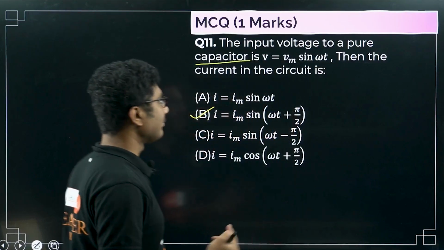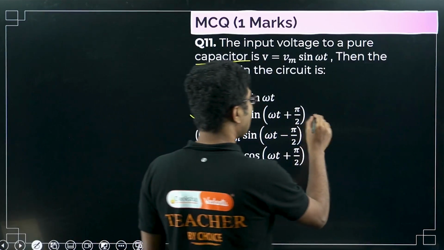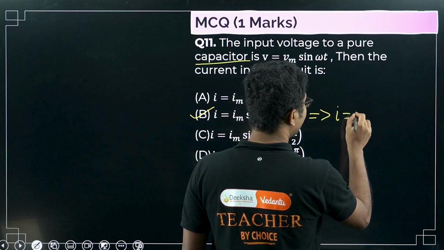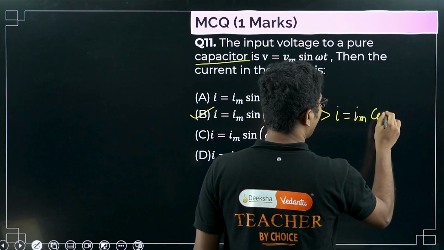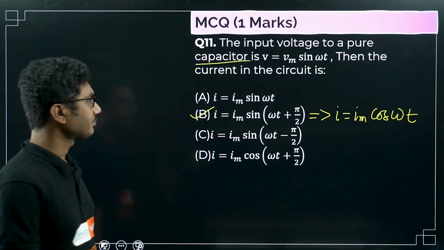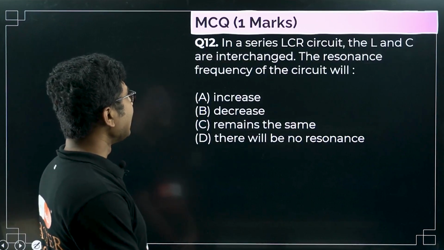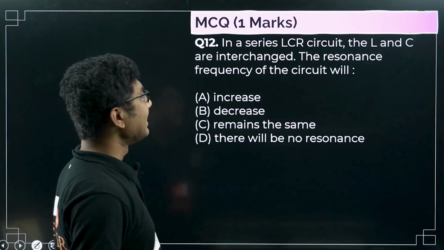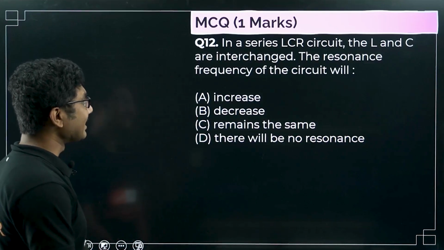Similarly, this can be written as I equal to Im cos omega t. There will be a plus, no minus sign. Okay, next question. In a series LCR circuit, the L and C are interchanged.